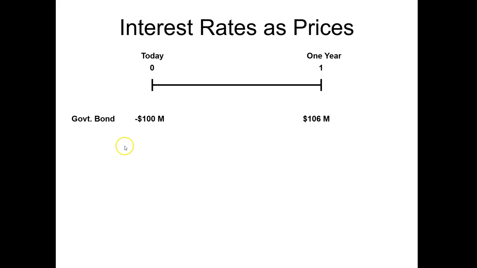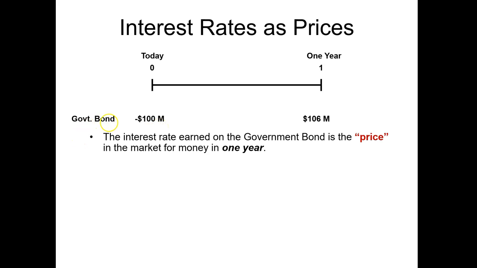As the manager of Zoom, you go to the bank in your city. The manager in the bank tells you, well, you can make the $100 million investment in the government bond. Then 1 year after, you can have $6 million as the interest and $100 million as the principal. Now we can use the interest rate earned on the government bond as the price of money 1 year after.